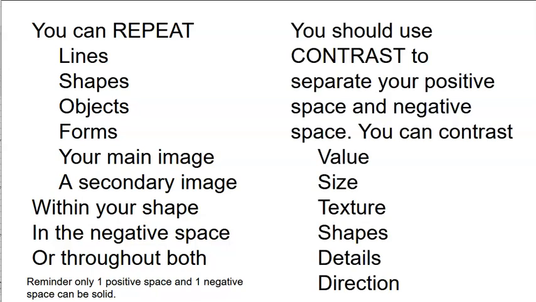Now, in addition to the repetition, though, you should also contrast your positive negative space so that you can still see your main shape. The main shape doesn't have to be emphasized, but you should still be able to see it. You can contrast the values, you can contrast the size, the textures, the shapes, the details, or even the directions of your repetition to be able to see your main shape.